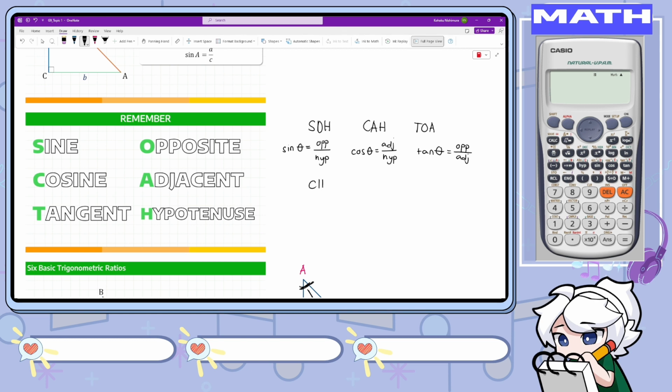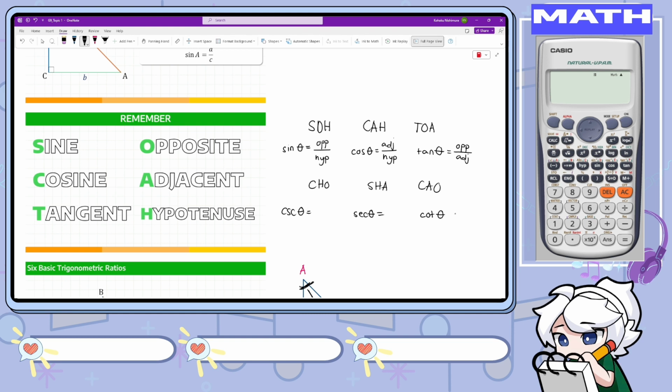We have another mnemonic that is not used often, but you can still use this. It's just cho-sha-cao. If you want to know this, these three other things are just the reciprocals of the respective trigonometric functions. The reciprocal of sine, in this case, is cosecant, which we abbreviate as csc. The reciprocal of cosine is secant theta. And the reciprocal of tangent theta is cotangent theta.